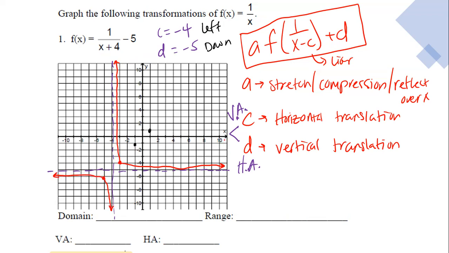So there's your function. So after you have this function, what is the domain of this function? So we go from -infinity to -4, and then we break, and then we go -4 to infinity. What is the range of this function?